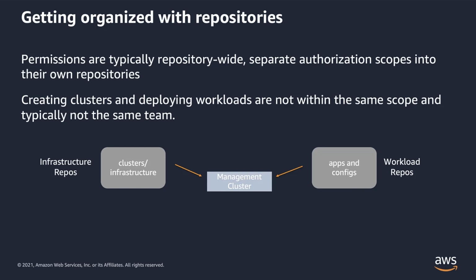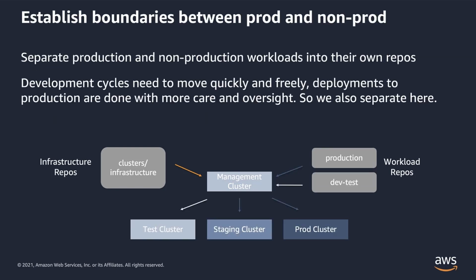We can separate infrastructure repos and workload repos from each other. And once we get here, we can also think about separating production and non-production workloads into their own repos, because typically you don't have the same scope of rights. You don't have the same authorization to deploy to prod if you can deploy to dev, right? Or dev test or non-prod. So we can also separate production and non-production workloads.